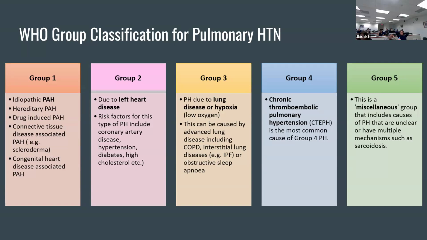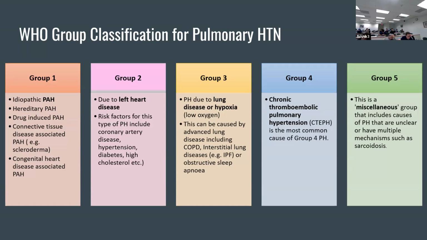Group 2 is due to left heart disease. Risk factors for this include coronary artery disease, hypertension, diabetes, high cholesterol. So think of group 2 as CAD patients with left heart disease. Group 3, think of lung disease causing it. So this is from chronic hypoxia or chronic lung disease. Think like end-stage COPD, end-stage interstitial pulmonary fibrosis, or severe sleep apnea that's untreated.